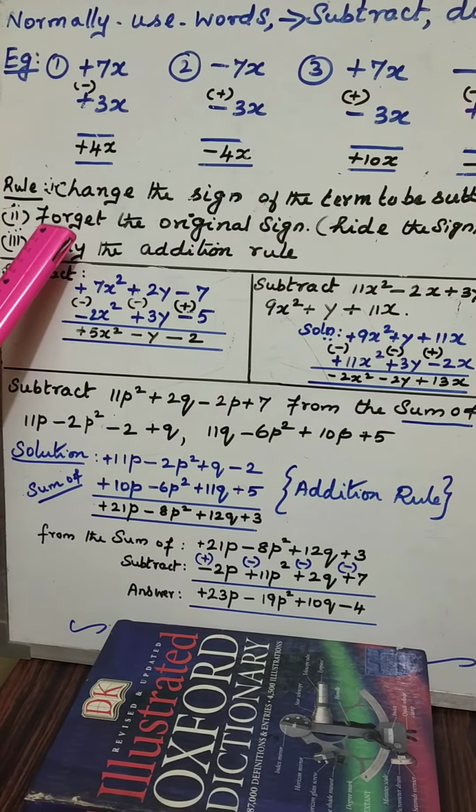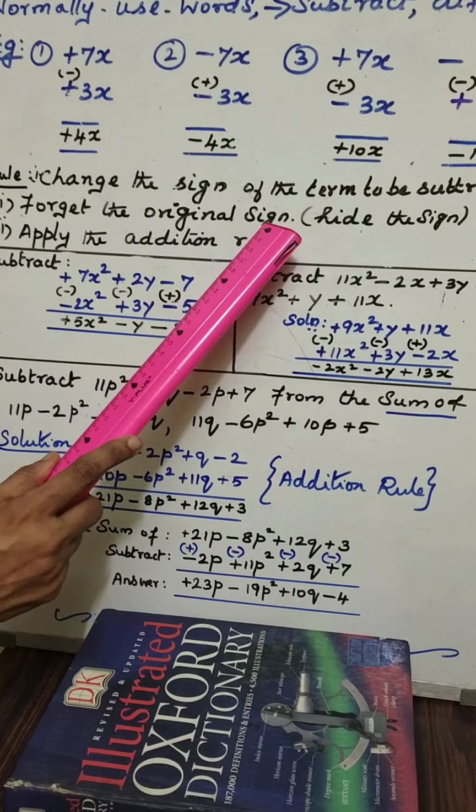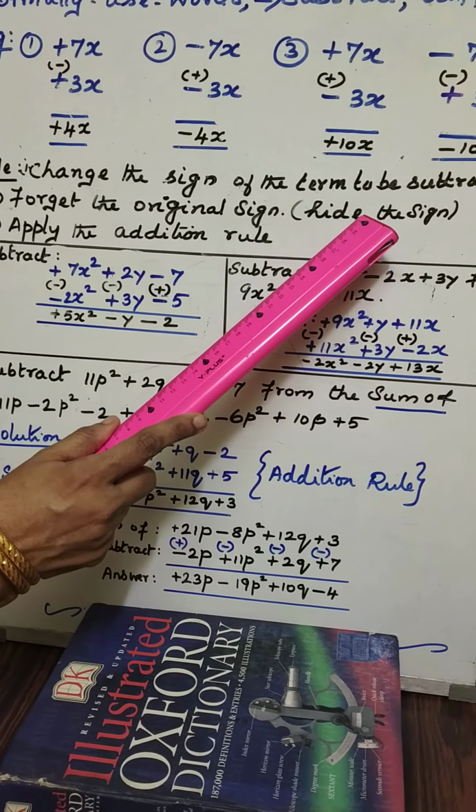Now the second rule is: forget the original sign. Because you have changed the sign, forget the original sign, or hide the sign. Hide it.